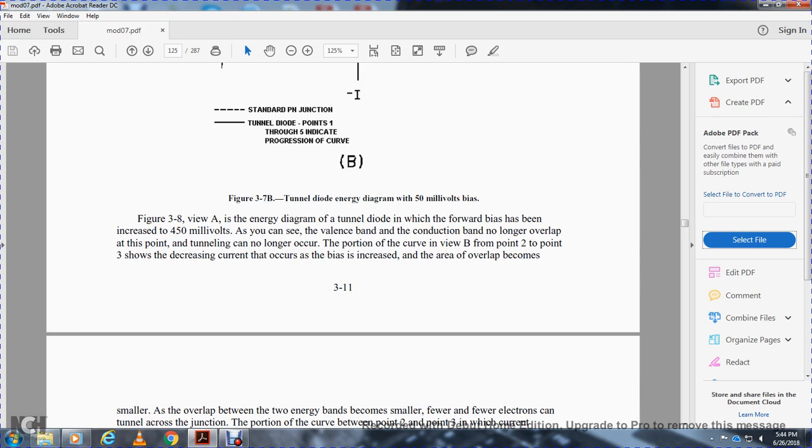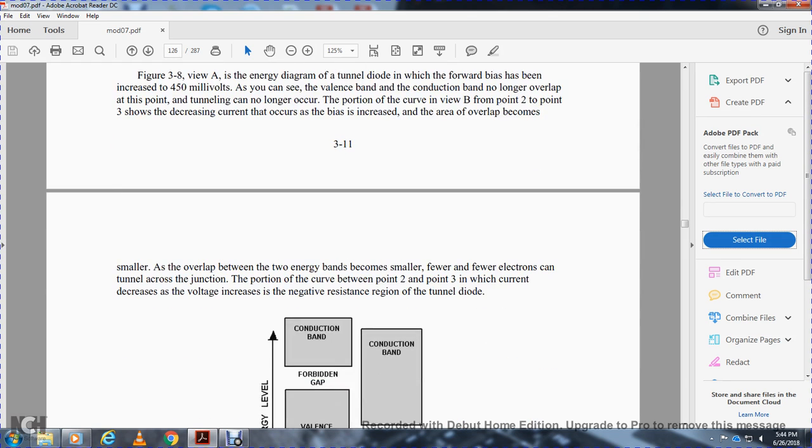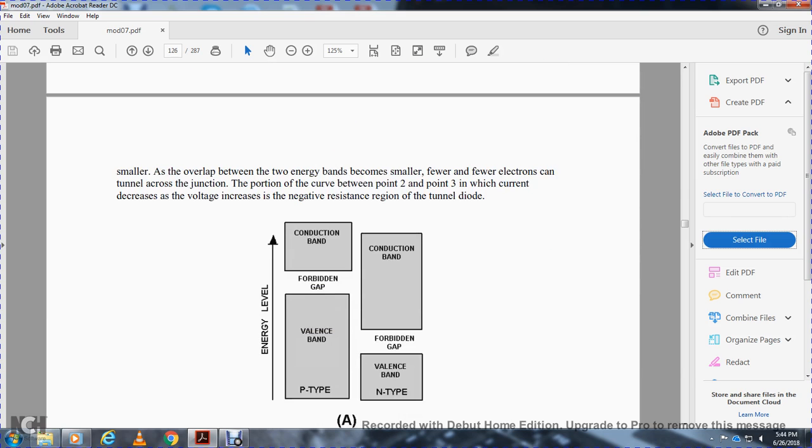As you can see, the valence band and conduction band no longer overlap. At this point, tunneling can no longer occur. The portion of the curve in view B between point 2 and point 3 shows the decrease in current as the bias increases. The area of overlap becomes smaller, so fewer electrons can tunnel across the junction. In the portion of the curve between points 2 and 3, the current decreases as the voltage increases, which is the negative resistance region of the tunnel diode.